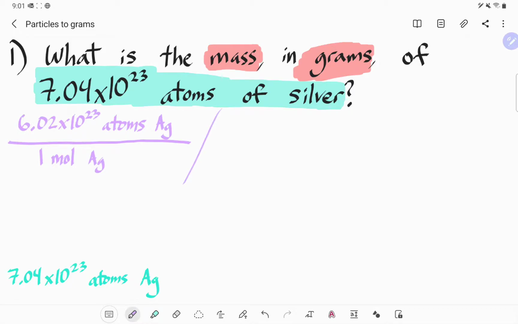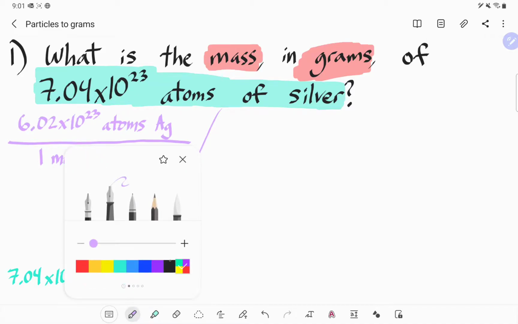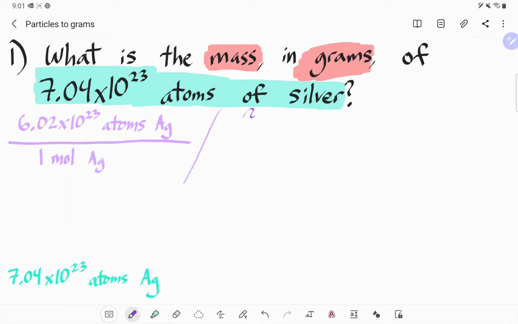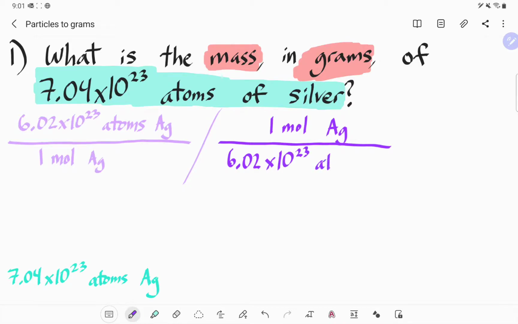All right, and I could write the reciprocal of that, just to say we could say either that there's 6.02 times 10 to the 23rd atoms of silver for every 1 mole of silver, or vice versa. There's 1 mole of silver for every 6.02 times 10 to the 23rd atoms of silver. So let's write that one down as well. There is 1 mole of silver for every 6.02 times 10 to the 23rd atoms of silver.